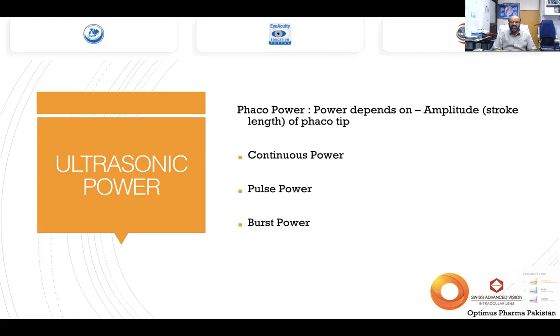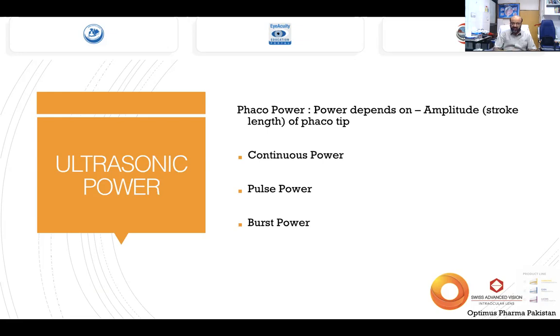So ultrasonic power can be generated in a continuous linear fashion, as we discussed already. You keep on pressing the pedal in third step, the more power will be generated. And pulse power is a kind of cycled power. For example, if we have given 10% cycle, power is generated for 10% of the time, and 90% of the time there is no Phaco power. Similarly, this cycle can be customized.